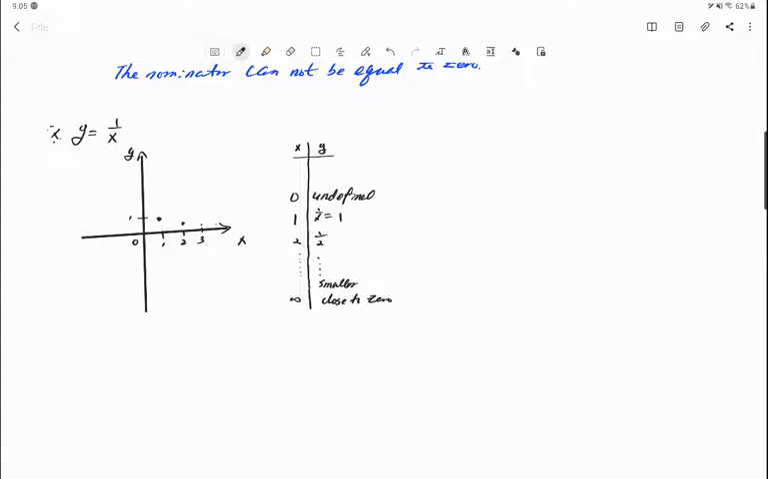Okay, how about x is 1/2? Then the reciprocal of 1/2 is 2, right? So 1/2 gives 2. And 1/3 gives 3. Can you see it? The graph looks like this. And if x is -1, -2, and so on, then the graph looks like this.